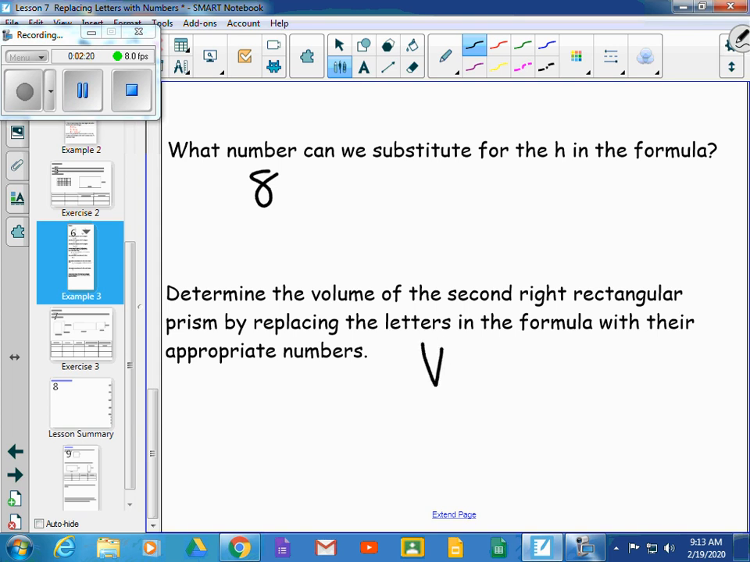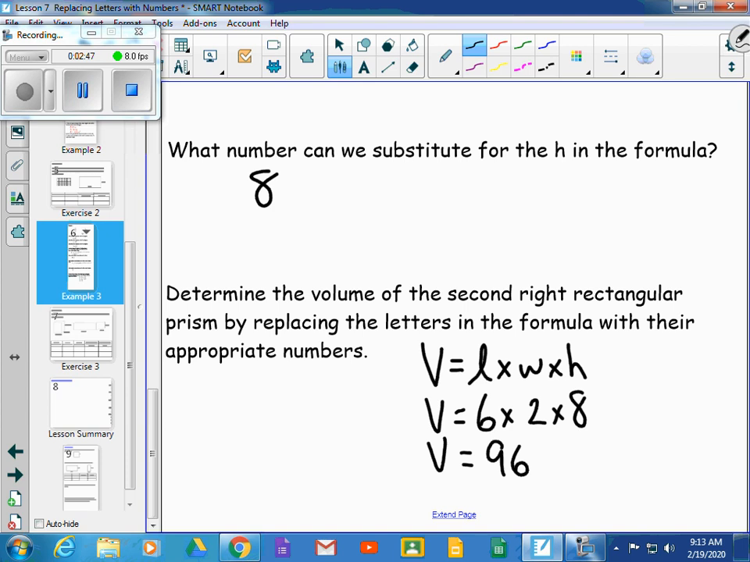So if we use the equation V equals L times W times H, which represent volume equals length times width times height, we can substitute those values, 6 for the length, 2 for the width, and 8 for the height, and then we can solve it using a calculator. We should get a total volume of 96. Now with volume, we measure in cubic units, little cubes stacked in there, so we would say 96 centimeters cubed, exponent 3.